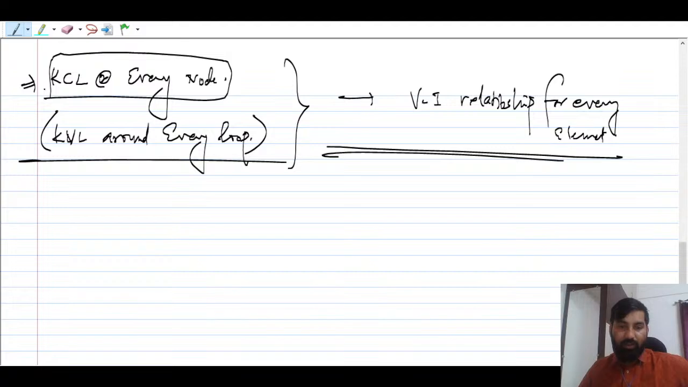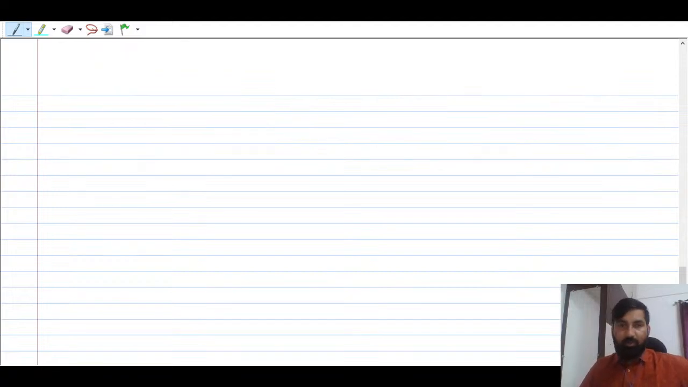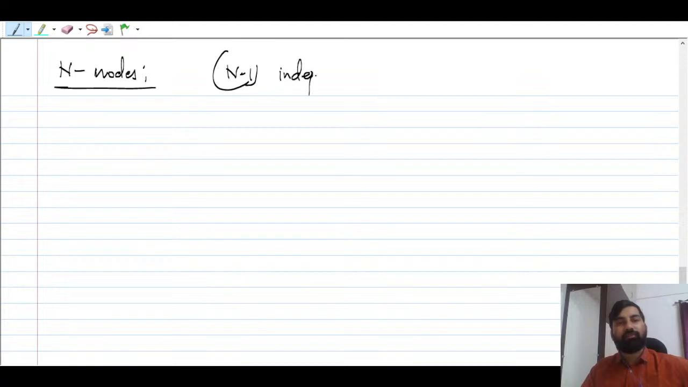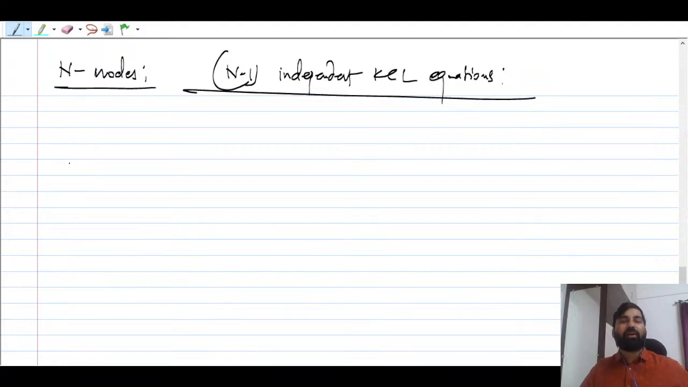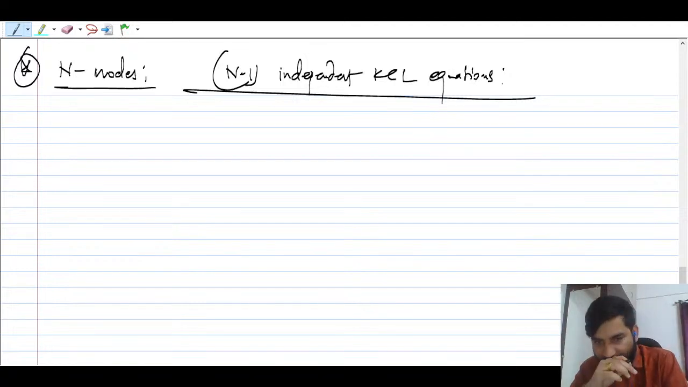So suppose there are n number of nodes in the circuit. Then n minus 1 independent KCL equations will be there to solve the circuit. This kind of question is asked also: suppose n number of nodes are there, how many independent KCL equations are needed to solve the circuit? That will be n minus 1. That is very important. N minus 1 KCL equations. Please remember that.